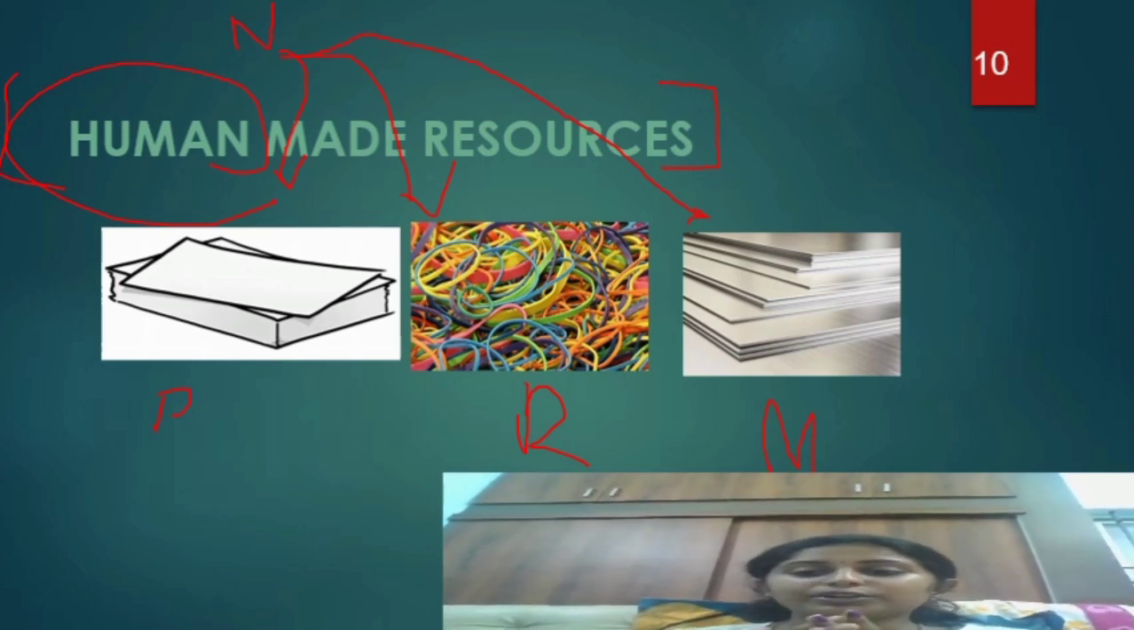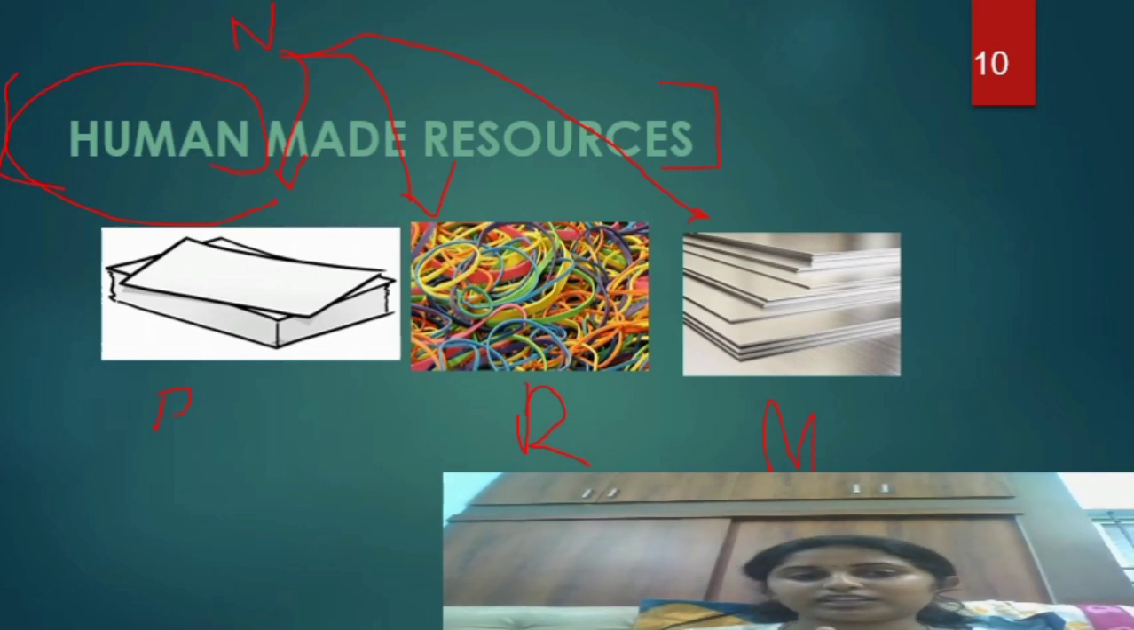Okay, I will repeat it once more. Human beings utilize the natural resources available in the environment to change them according to their needs. That is called human made resources. Okay, that is called what?